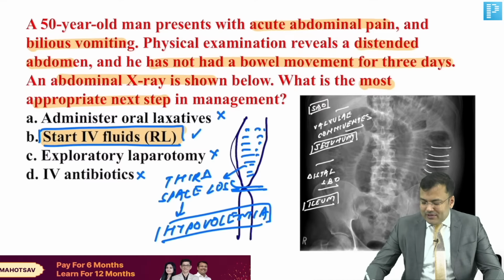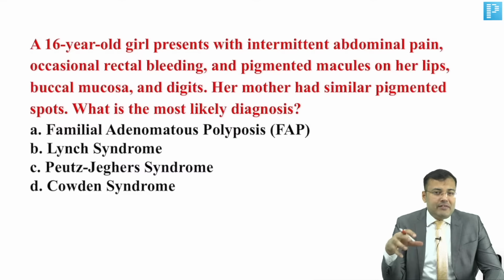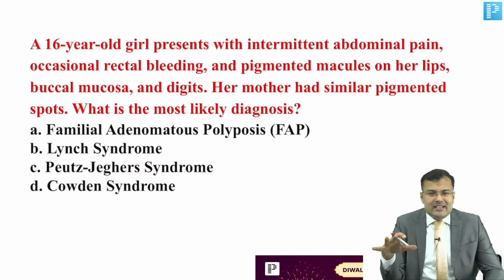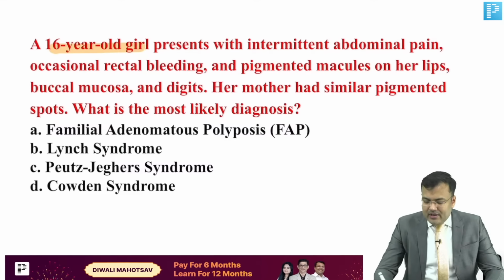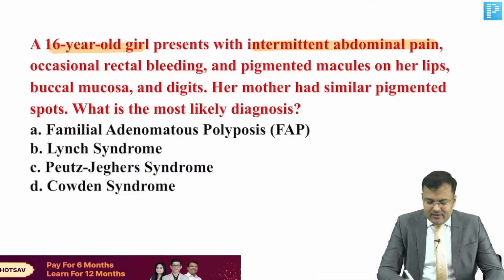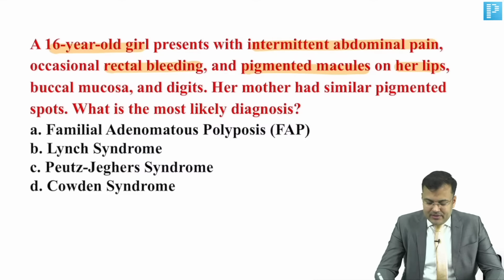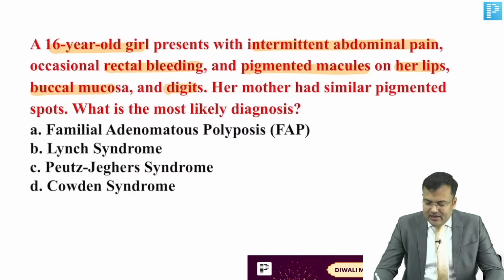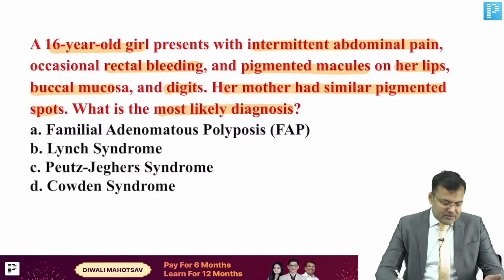Okay. Now, see the next one. Very easy, and let me tell you, almost every year you are getting similar questions in the exam. See, a 16 year old girl, intermittent abdominal pain, there is occasional rectal bleeding and pigmented macules on her lips, buccal mucosa and digits. Her mother had similar pigmented spots. What is the most likely diagnosis?